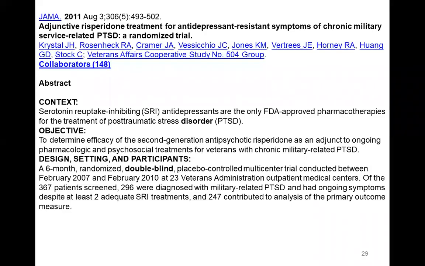Okay, so here's a study that we'll walk through. It came out quite a few years ago at this point, but it's an interesting study. It looked at whether adjunctive risperidone treatment for antidepressant-resistant symptoms in military service-related PTSD has an effect or not.